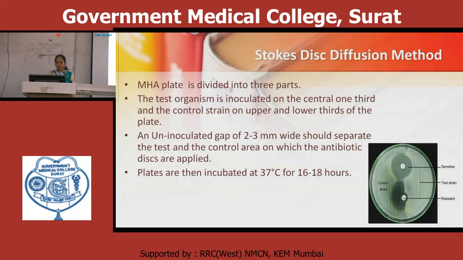Stokes disc diffusion method. MHA plate is divided into 3 parts. The test organism is inoculated onto the central one third and the control strain on the upper and lower third of the plate. An uninoculated gap of 2 to 3 mm wide should separate the test and the control area, on which the antibiotic discs are applied. Plates are then incubated at 37 degrees centigrade for 16 to 18 hours.